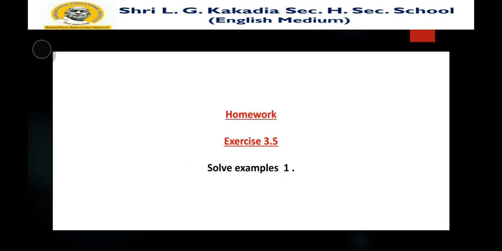Now in this way you can solve some examples in exercise number 3.5. Solve example number 1. There are some examples given in example number 1. Solve them by yourself, and if you find any trouble or any doubt, then you can discuss it with me and we will solve it.